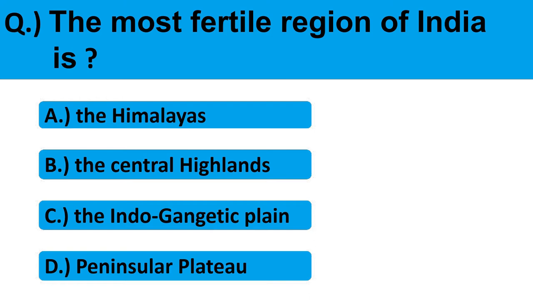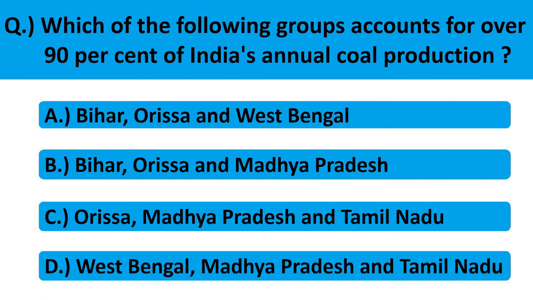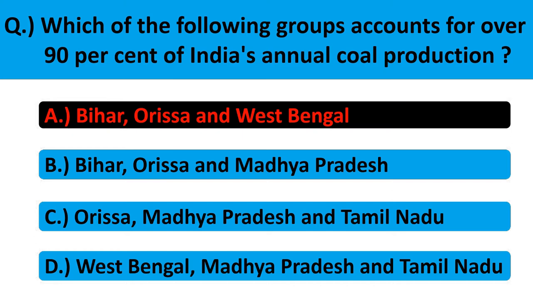Question number 63. The most fertile region of India is? Correct answer is the Indo-Gangetic Plain. Question number 64. Which of the following groups accounts for over 90% of India's annual coal production? Correct answer is Bihar, Orissa and West Bengal.